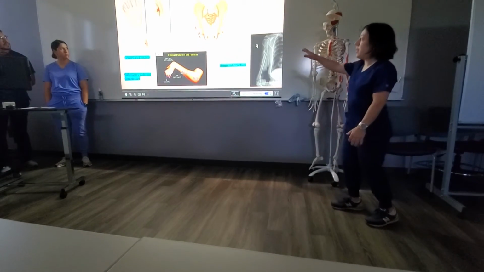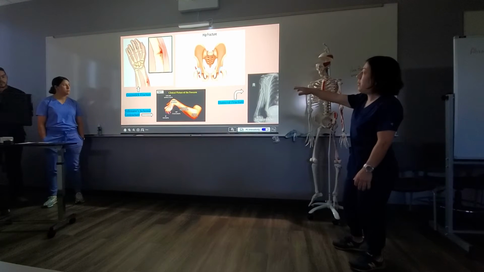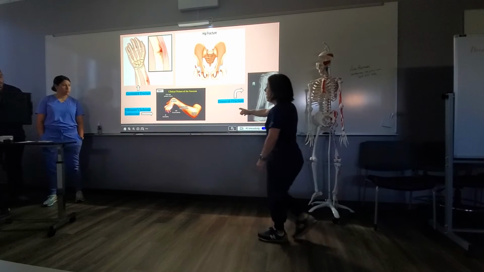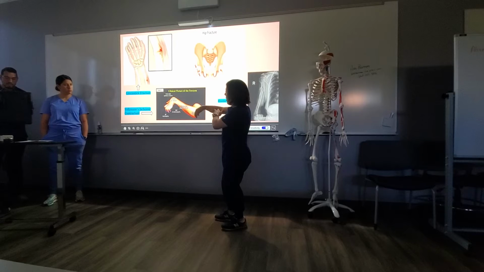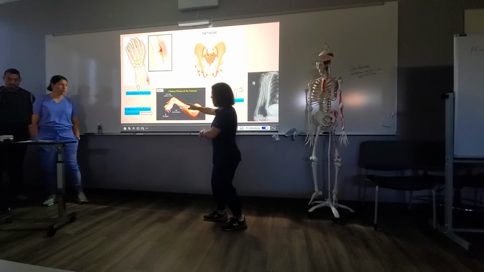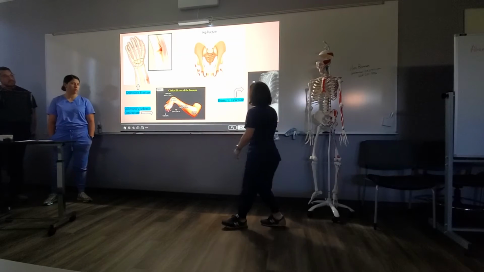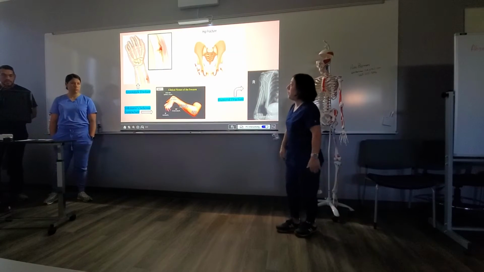Alright, so these are just some examples of different types of fractures. The first one, you have your greenstick fracture that we just talked about. Hip fracture, this is Volkmann's ischemic. As you can see, you have wrist flexion, forearm pronation, elbow flexion, and then you have IP flexion and MP extension. And then this is going to be a humeral upper arm fracture right here.